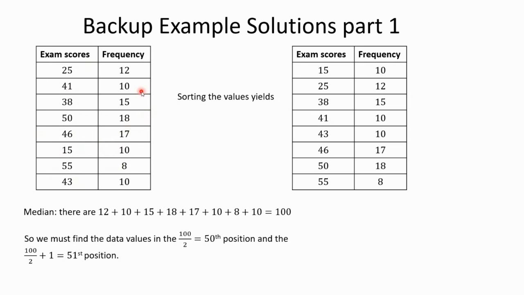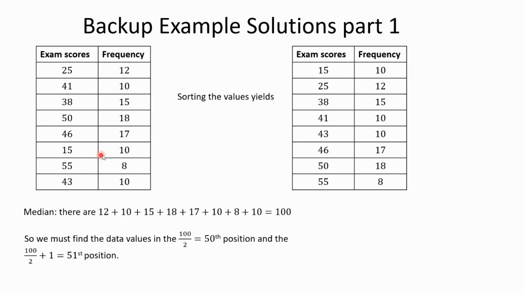Doing so, we end up with this. Theoretically, you could list the data by the frequency. In other words, you can list 25 12 times, 41 10 times, 38 15 times, but I wouldn't want to do that. That'd be very tedious. After you sort it, this is what you get. Again, the frequency you keep with the exam score, as you can see.